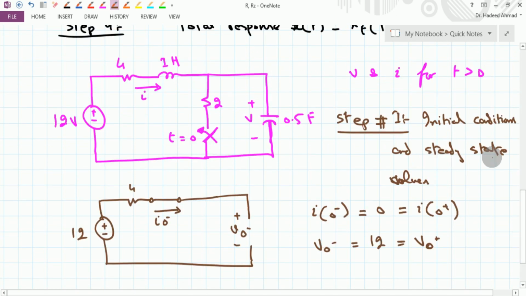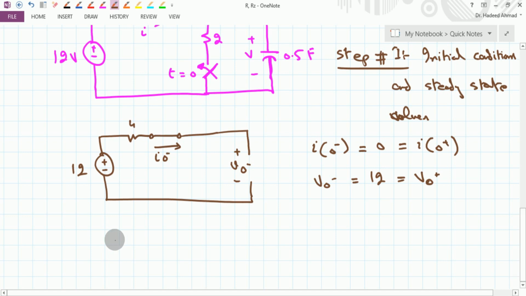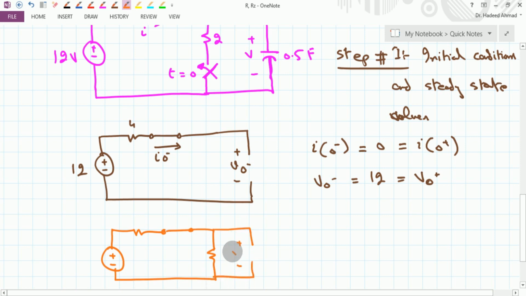However, it is wise to find out the steady state values at the end of a circuit as well. So at time t equal to infinity, we shall have this inductor shorted again and this capacitor open again, but we have this switch closed, and therefore at time t equal to infinity, the circuit will look like this circuit. Here we have, this is V at infinity, this is I infinity, this is 4, here we have 2, and this is 12.